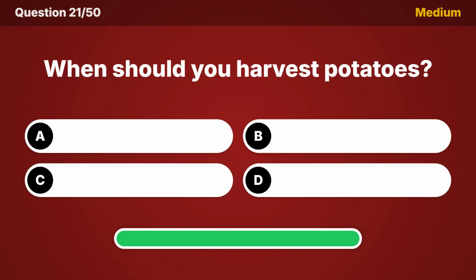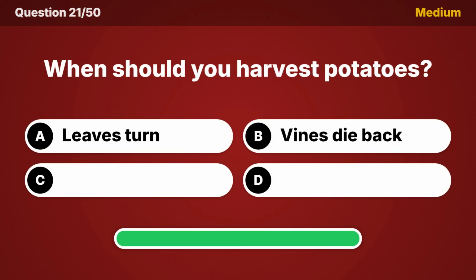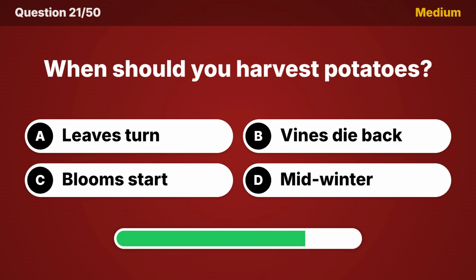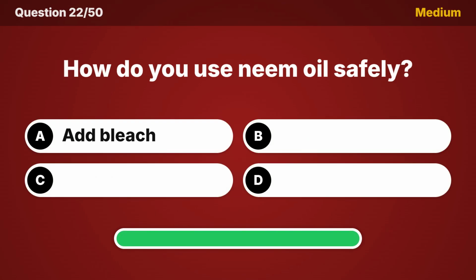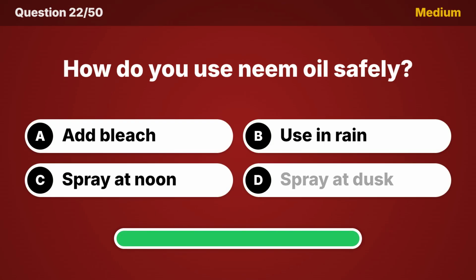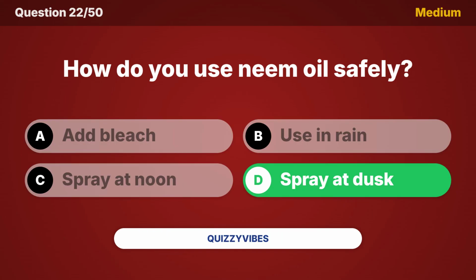When should you harvest potatoes? Here is the answer. Vines die back. How do you use neem oil safely? Here is the answer. Spray at dusk.